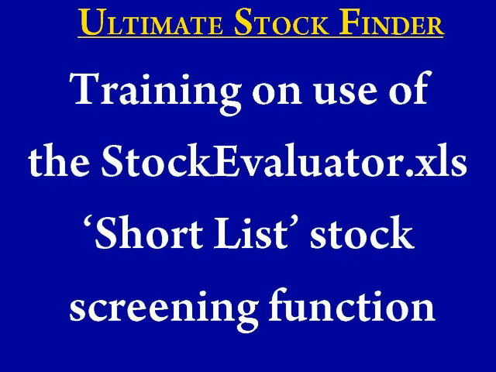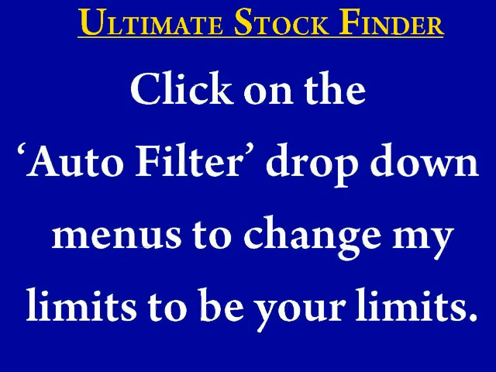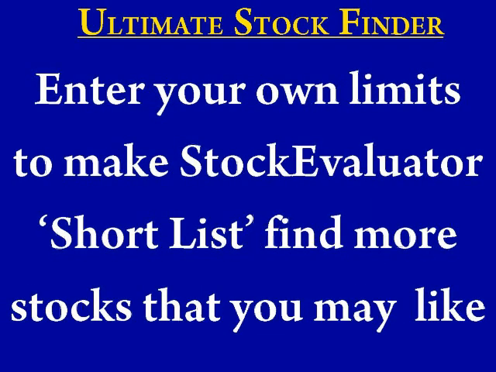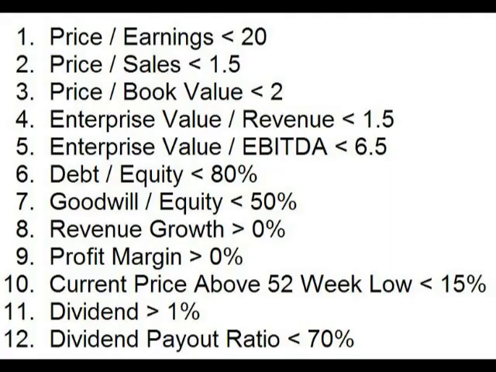Our Stock Evaluator Short List screener uses the Excel auto-filter function to set screening limits for the fundamental value columns in the Stock Evaluator spreadsheet. You can click on the auto-filter drop-down menus to change my preset values to be your own chosen limit values. Open up each limit and enter your own limit value to make Short List return more stocks in the screener.